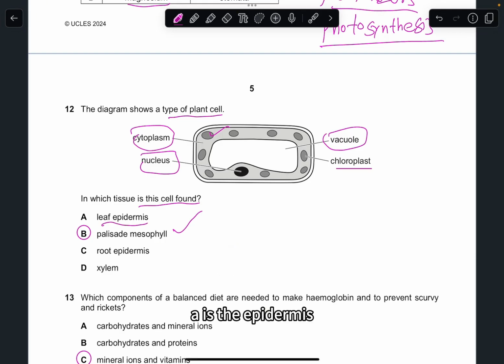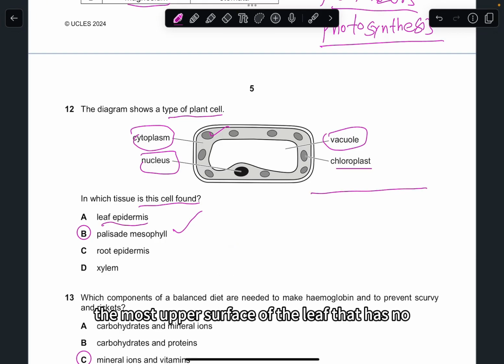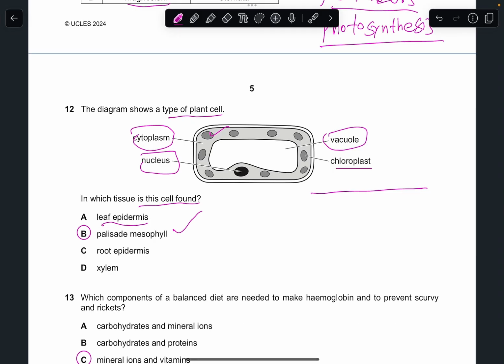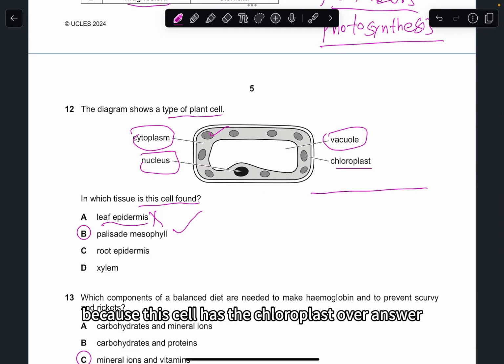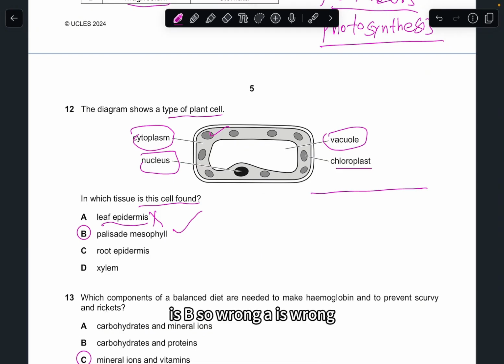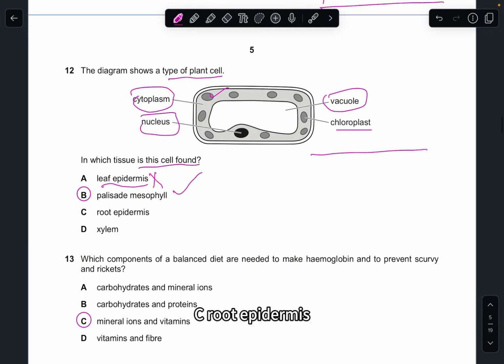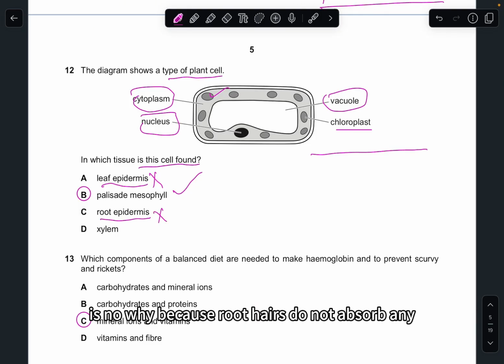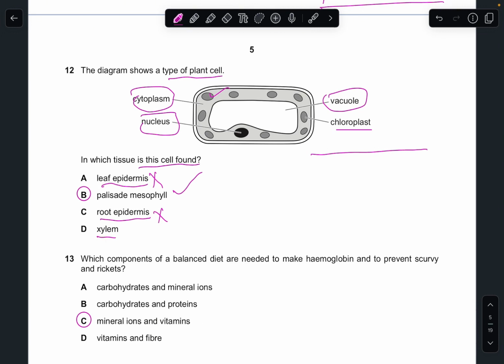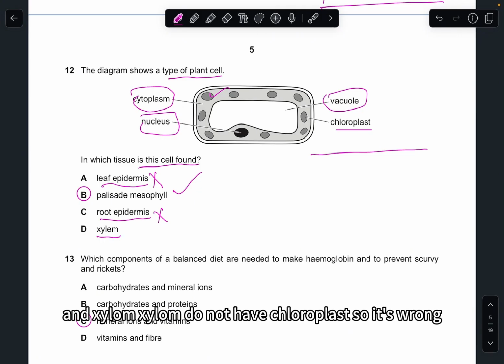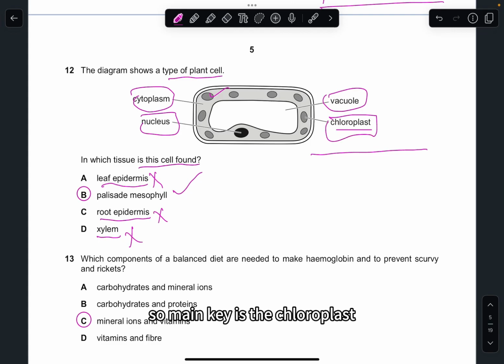A is the epidermis, the most upper surface of the leaf that has no chloroplast. So because this cell has the chloroplast, our answer is B. So A is wrong. C, root epidermis, is no. Why? Because root hairs do not absorb any sunlight, so they don't have chloroplast. And xylem does not have chloroplast, so that is wrong. So the main key is the chloroplast.